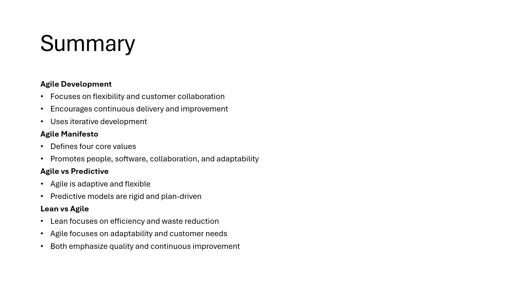And then in the last part we discussed the lean versus agile methods. So उसमें हमने detail में discuss किया कि lean focuses on efficiency and waste reduction, while agile focuses on adaptability and customer needs. Both emphasize quality and continuous improvement. So these concepts are extremely important in modern software engineering and are widely used in industry today.